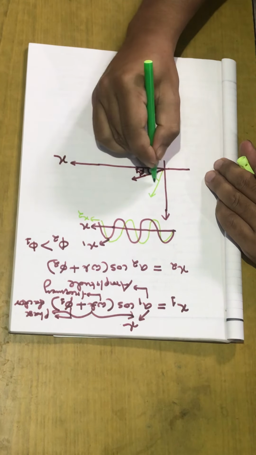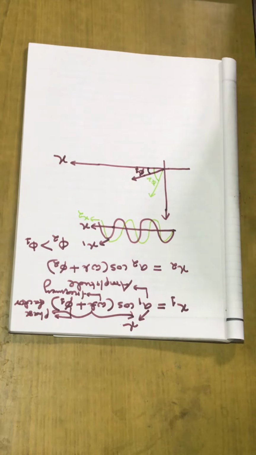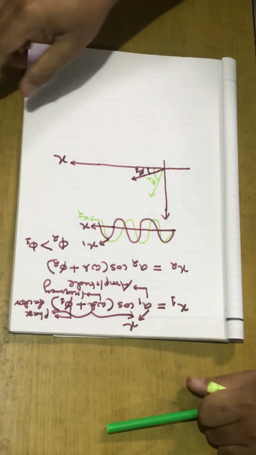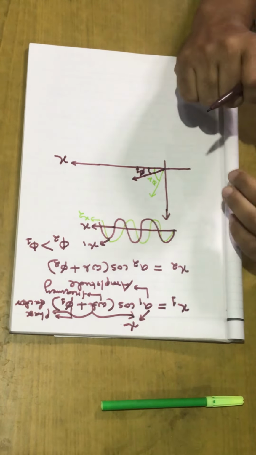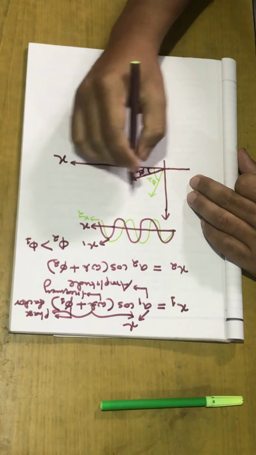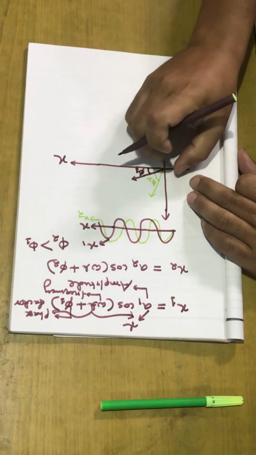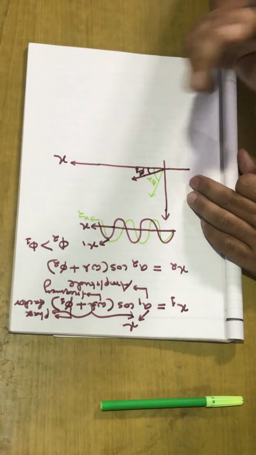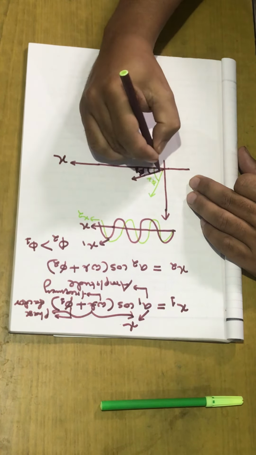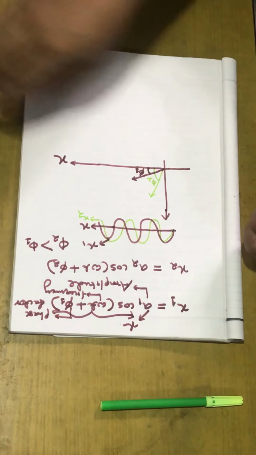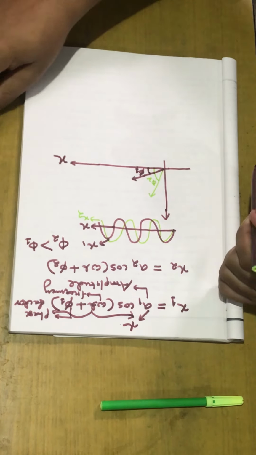This is say phi 2. Okay, so in order to find the resultant of these two vectors, what we have to do is complete this parallelogram. Let's imagine it as two sides of a parallelogram. So we have to complete this parallelogram and draw the diagonal. Okay, so let's do it.